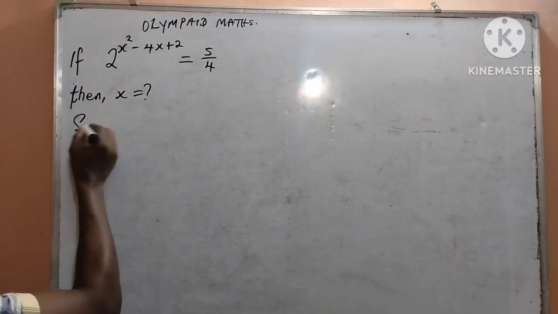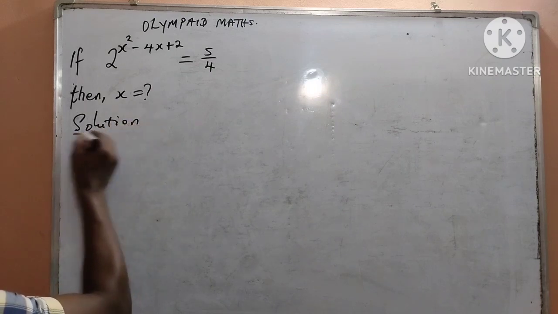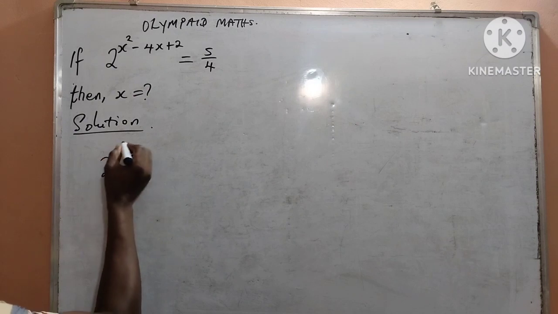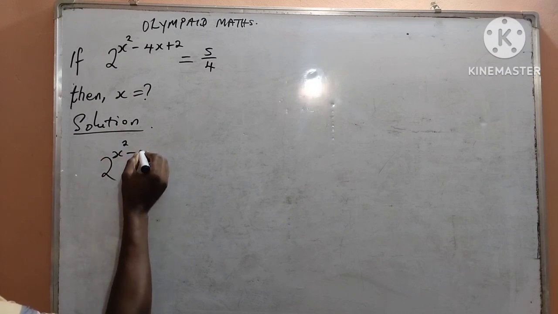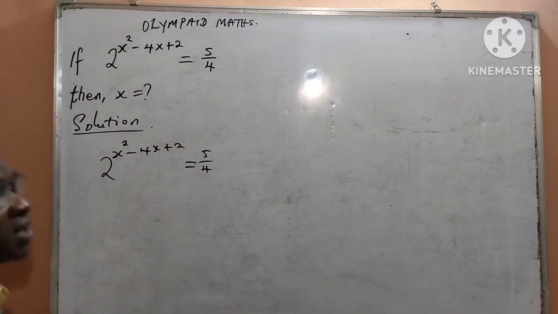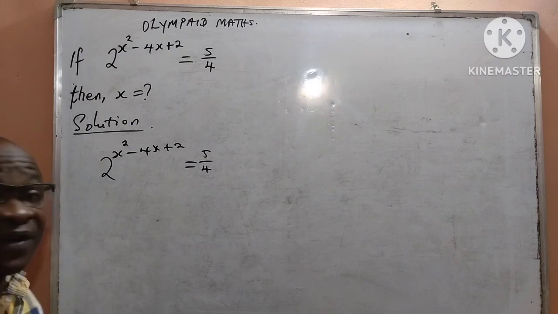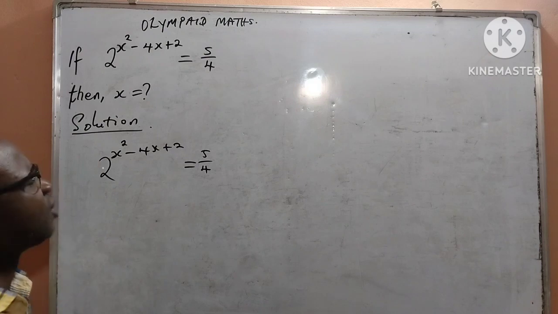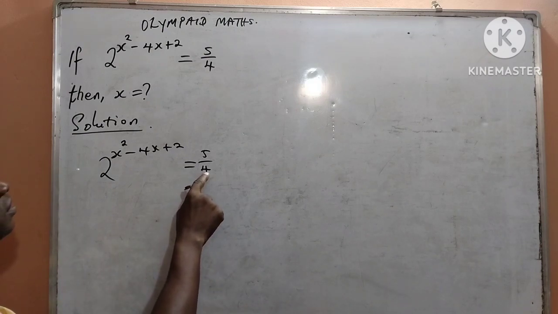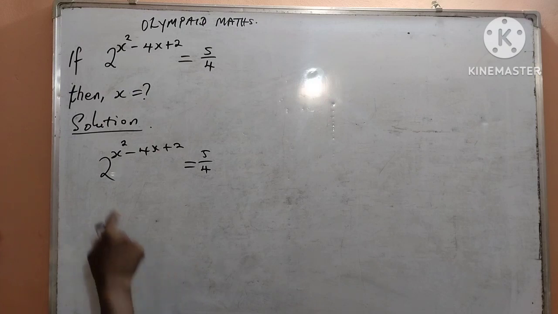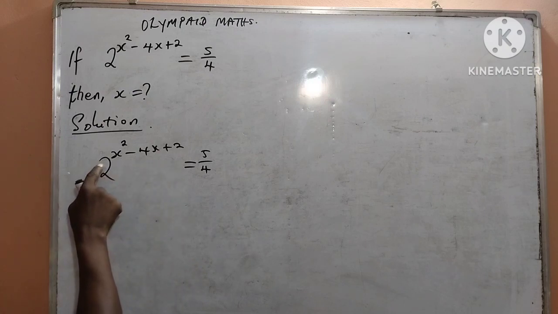Beautiful. So, solution to the question. Given to solve: 2 raised to the power x^2 minus 4x plus 2 equal to 5 over 4. This is what I am given to solve. The first thing I want to do is to multiply both sides by 4. The reason is because I want to remove this 4 to make the right hand side a single digit number instead of a fraction. Also, I want to see how I can resolve this part.